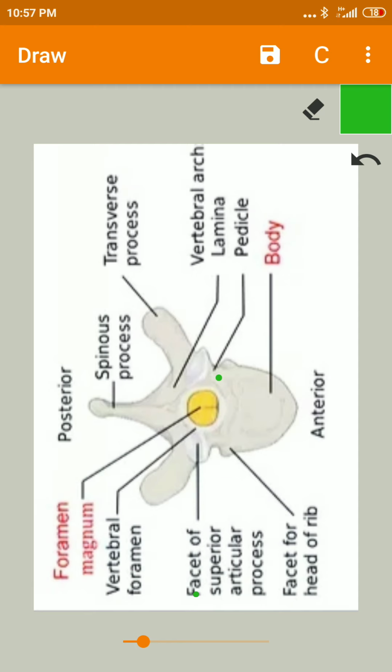So these are the parts of the typical vertebrae, and in different regions, the cervical, thoracic, lumbar and sacral regions, there are some variations in these parts. We will see those variations region by region. Now we are concerned with the thoracic region, so we are going to see the typical thoracic vertebrae and also the atypical thoracic vertebrae in the next videos.